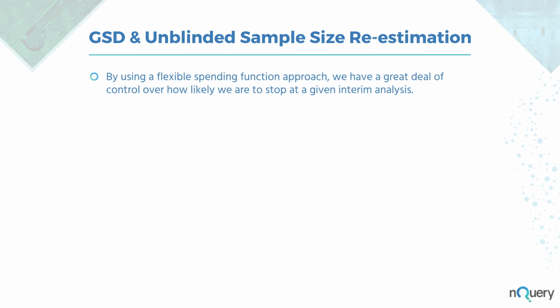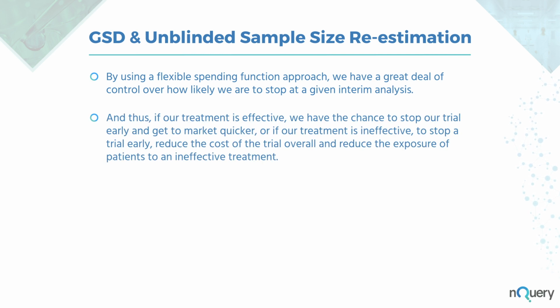By using a flexible spending function approach, we have a great deal of control over how likely we are to stop at a given interim analysis. And thus, if our treatment is effective, we have the chance to stop our trial early and get to market quicker, or if our treatment is ineffective, to stop a trial early and reduce the cost of the trial overall and reduce the exposure of patients to an ineffective treatment.